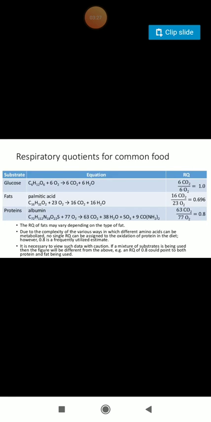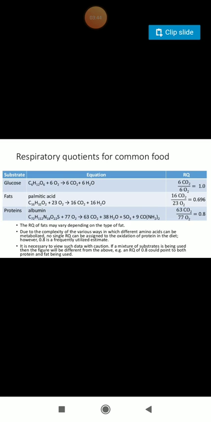These are the respiratory quotients for common types of foods. You can see here glucose. The equation is C6H12O6 plus 6 oxygen consumed, and 6 molecules of carbon dioxide released. So 6 by 6 means 1. That means for glucose the respiratory quotient is 1.